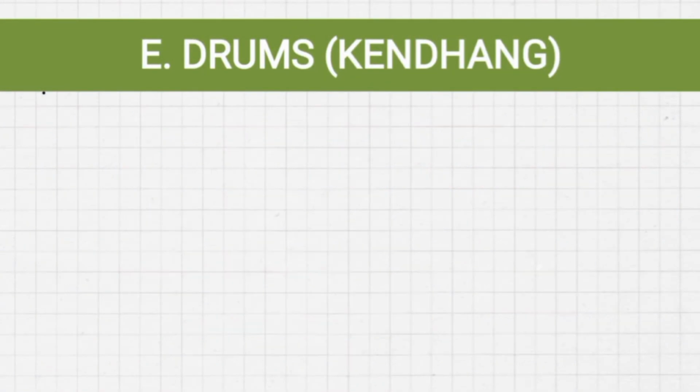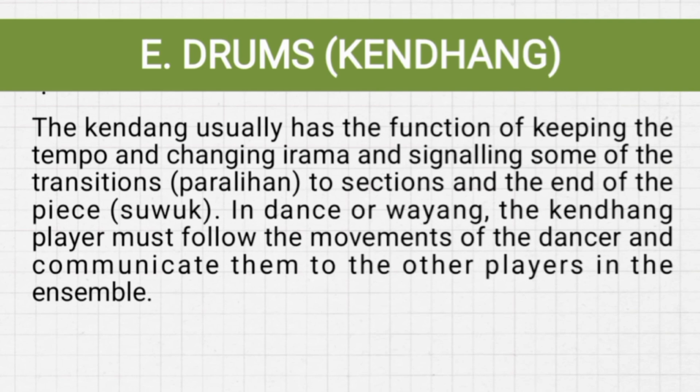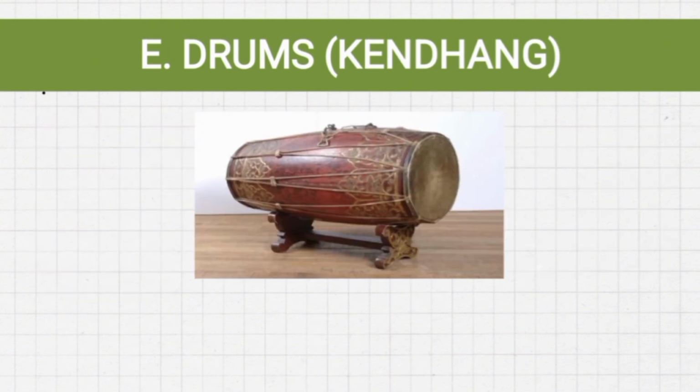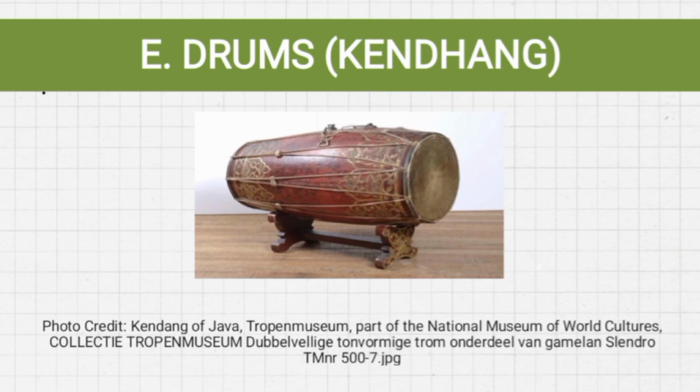Kendang usually has the function of keeping the tempo, changing or signaling. So that is the example of the different drums. So, that is all for our lesson.